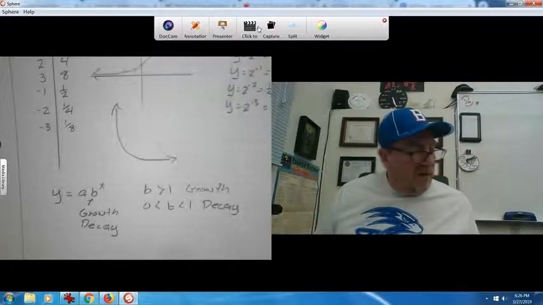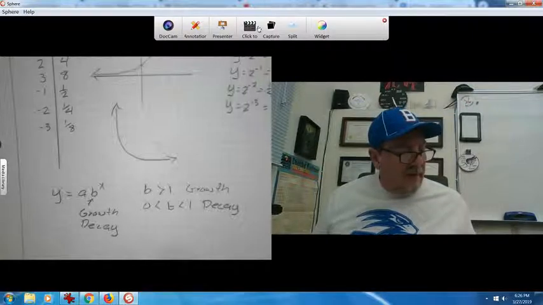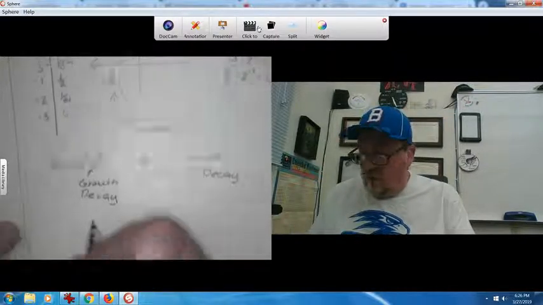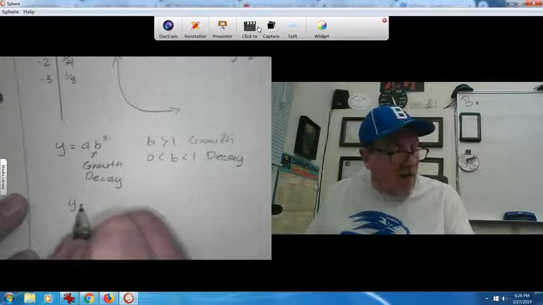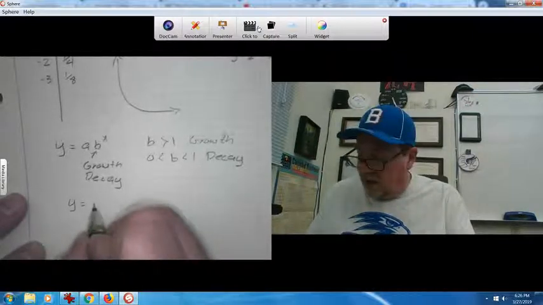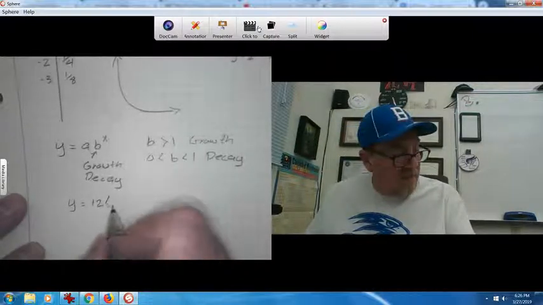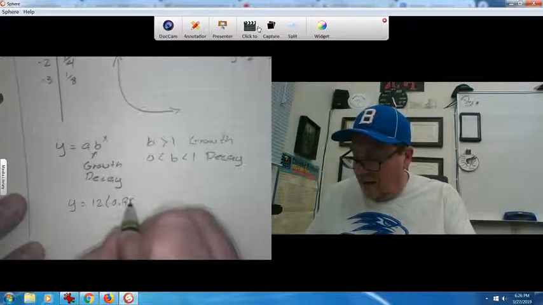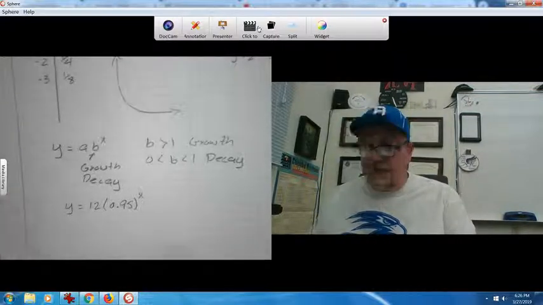So in your book it has a little example there on page 435. It says, what is this? And it gives us an equation. It says y is equal to 12 times the number 0.95 to the x. What do you think?